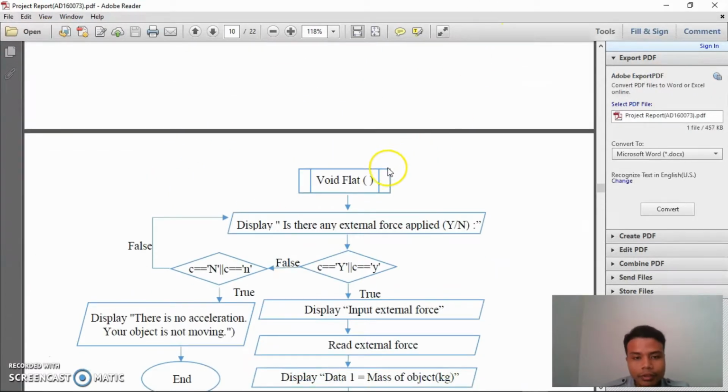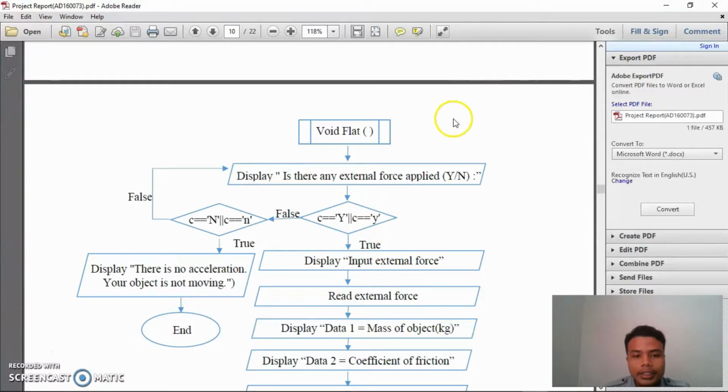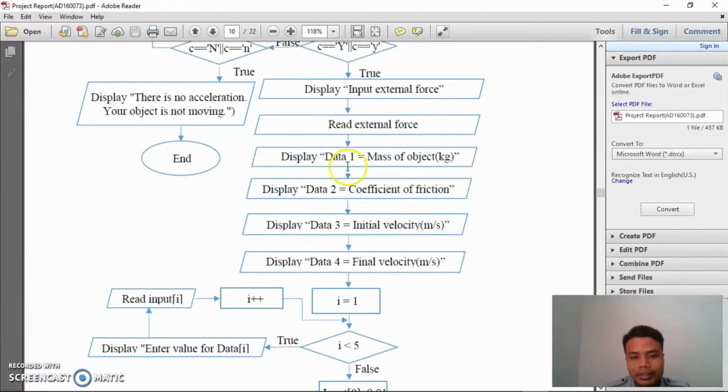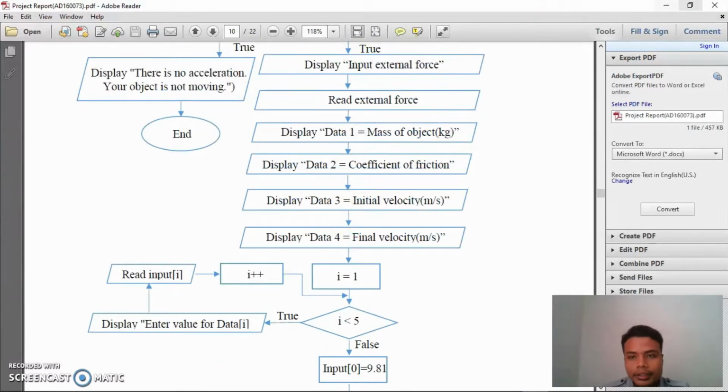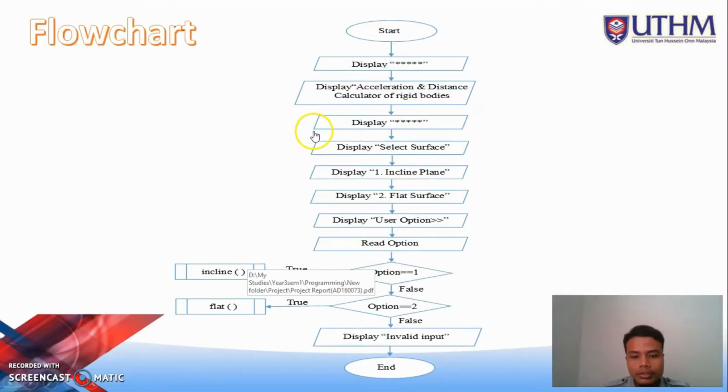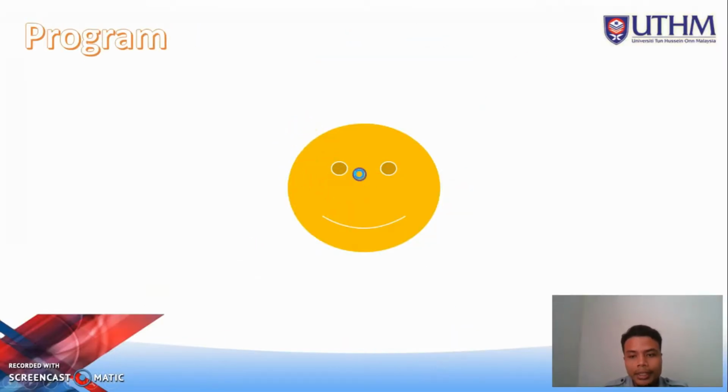So next is void flat. If the user inputs number 2 in the main function, it will go to this void flat function. The first feature is: is there any external force applied? If yes, it will make the calculation on the flat surface, and if not, it will display that the object is not moving. Okay, so let's take a look at the program.